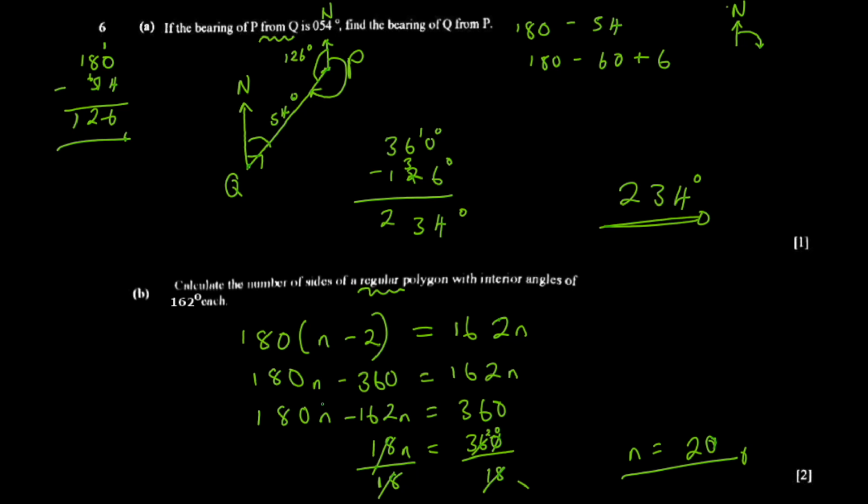Okay, so it's equal to the one interior angle multiplied by the number of angles, since the interior angles are the same for a regular polygon. Okay, if it's an irregular polygon, you have to deal with something different, but here it's for a regular polygon, so that's why we are.